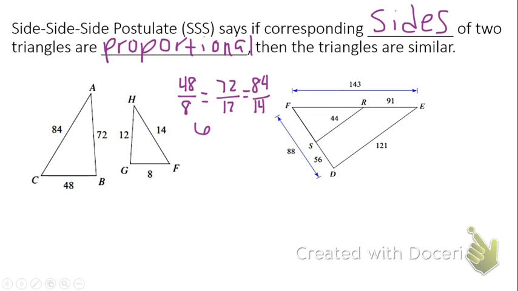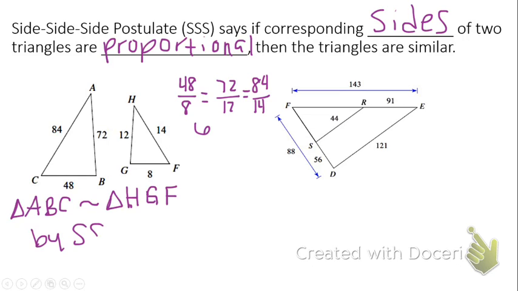So we can write our similarity statement. So triangle ABC is similar to triangle A matches H, B matches G, and C matches F by side. So even though we don't know anything about the angles, we can assume they're similar because all of our sides are proportional.